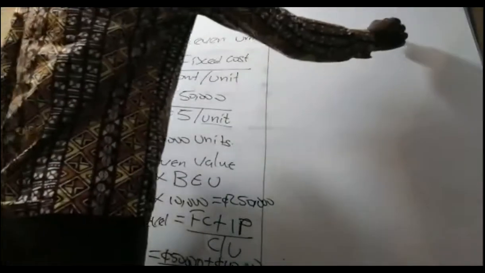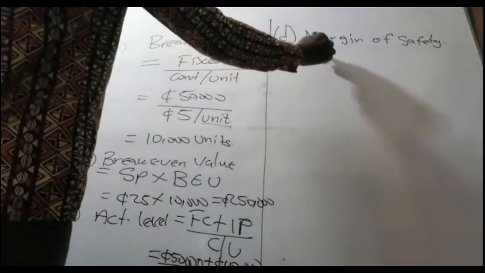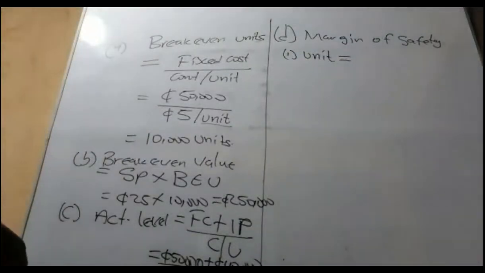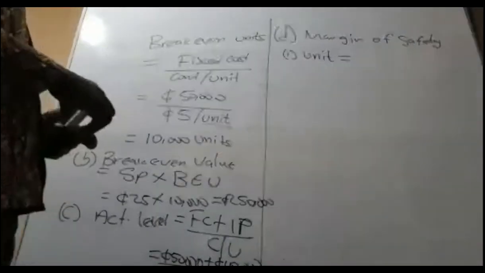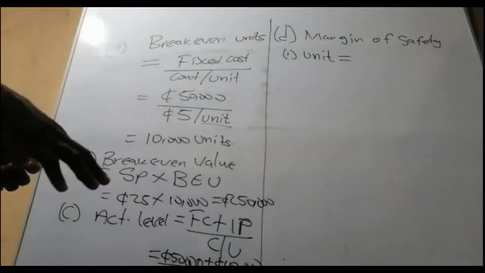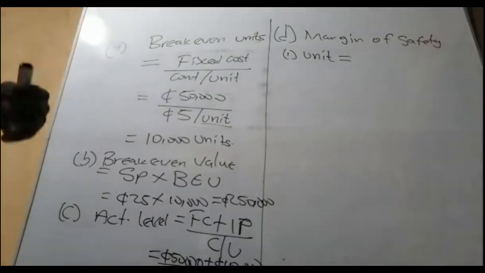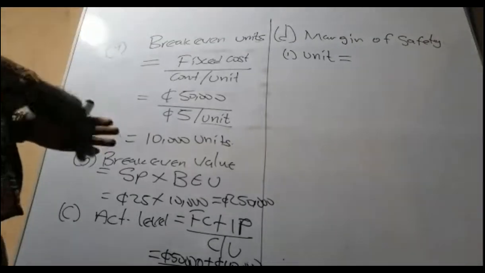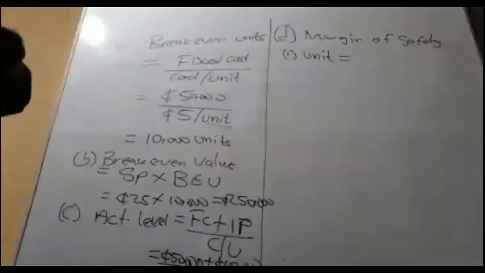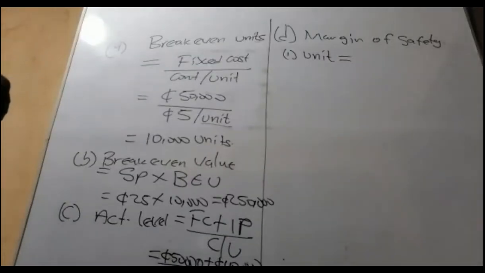Good. So we tell the examiner that we are calculating what? Margin of what? Safety. Please, no shortcut. Margin of safety. First, in terms of units, so let's calculate it to the units first. The unit is equal to what? Can you tell us the formula? A margin of safety basically is the difference between the budgeted level of activity and the break-even level of activity. So budget minus the break-even, that will determine the safety that you have.